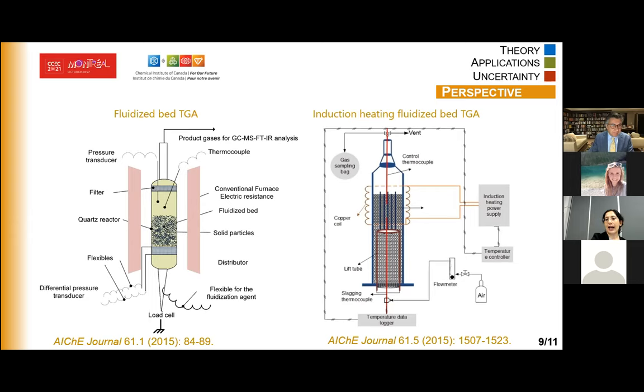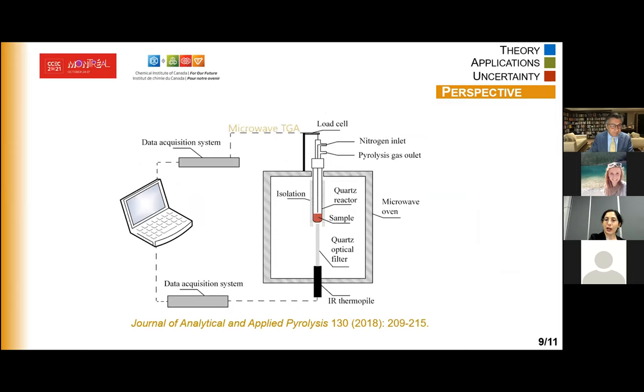There is also microwave TGA. I don't need to say much, but obviously microwave has high heating capacity, so it's easier to heat up your sample in a really short time, and you will remove the error belonging to the short heating ramp.